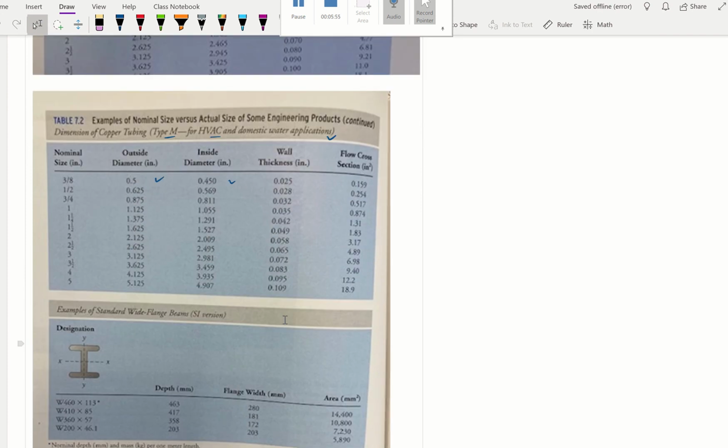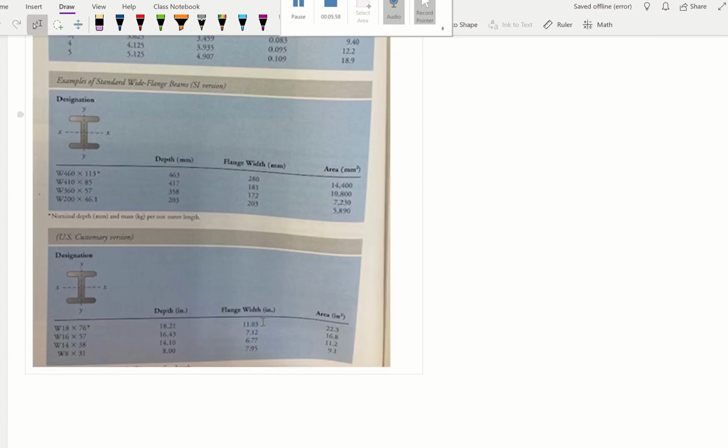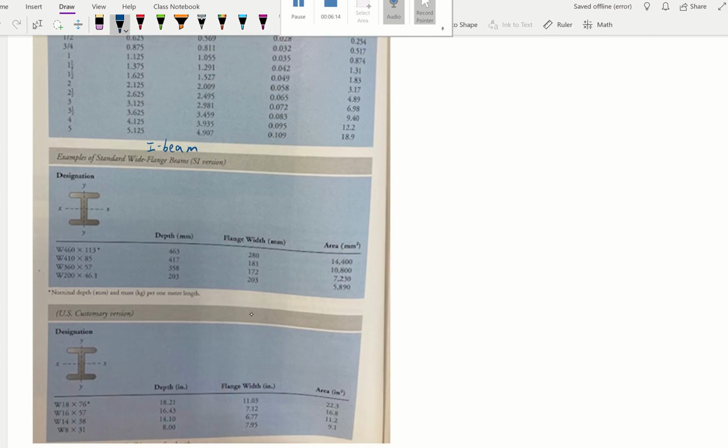Now let's look at another type of engineering product. We looked at the piping earlier. Now let's look at the I-beam. I-beam is often used for structures, and the reason you call it an I-beam is because it looks like the letter I, right? And for this I-beam, we have SI units, and we also have US units.